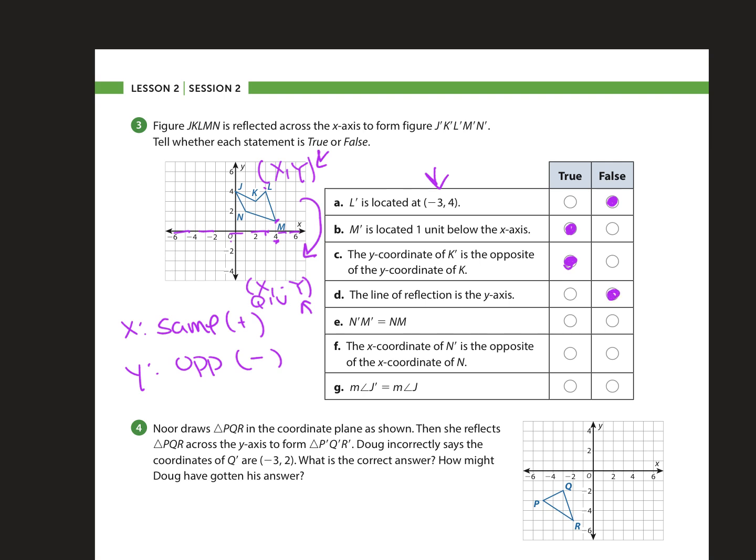Line segment N prime M prime will be the same as NM. Yes, because it's the same size and shape. They have to be the same. The X coordinate of N is the opposite. No, X's are the same. Angle J prime equals angle J. Yes, same size and shape. All the angles have to be the same.